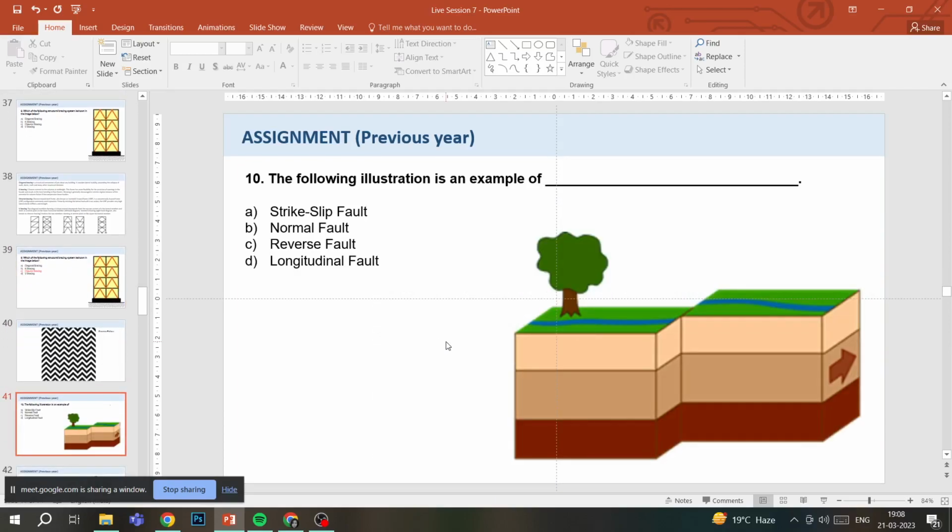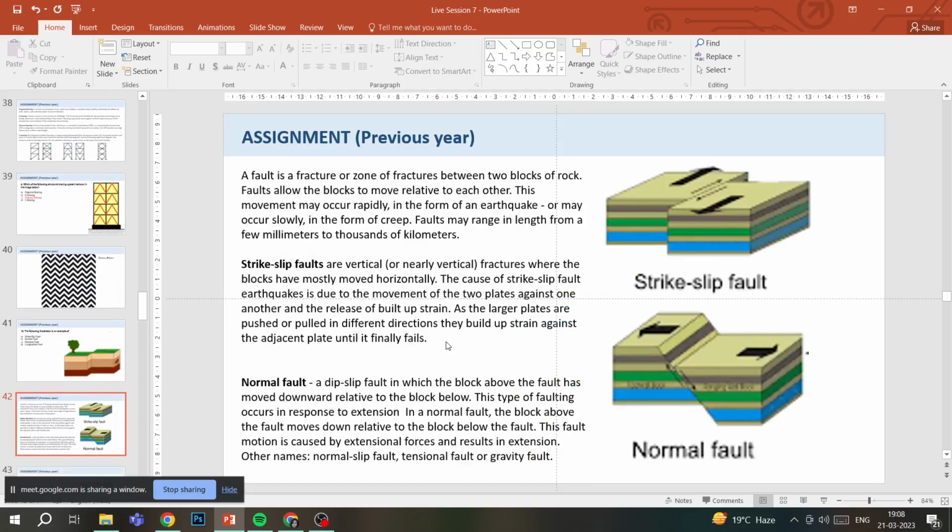Question number 10. The following illustration is an example of strike slip fault, normal fault, reverse fault or longitudinal fault. So what is a fault? First of all, a fault is a fracture or zone of fractures between two blocks of rock. Faults allow the blocks to move relative to each other, and this movement may occur rapidly in the form of an earthquake or may occur slowly in the form of creep. Faults may range in length from a few millimeters to thousands of kilometers.